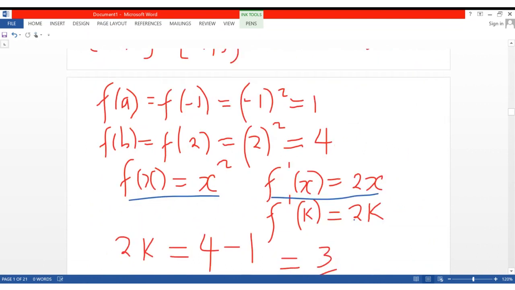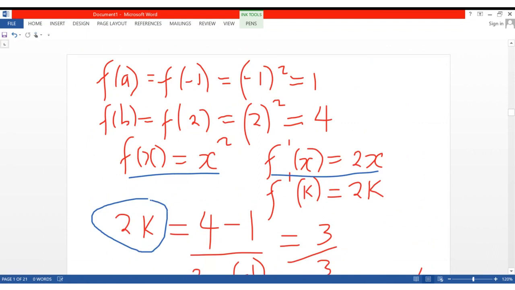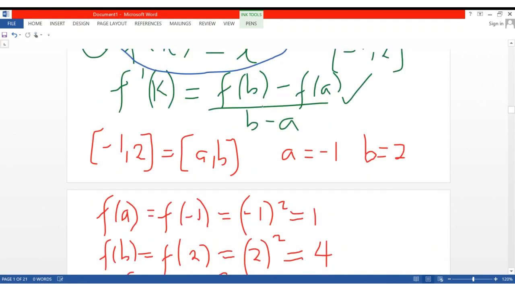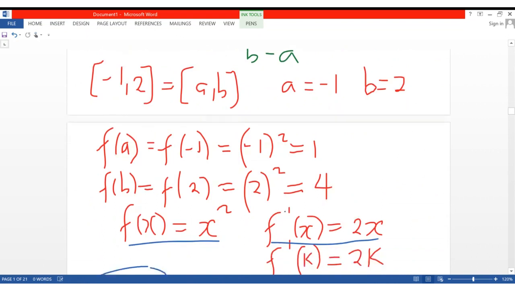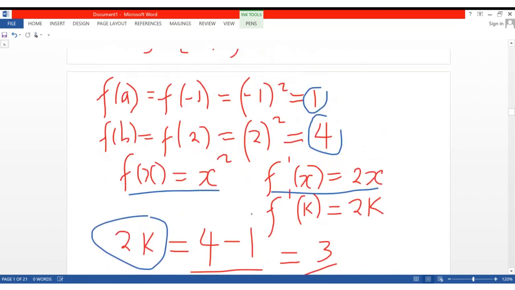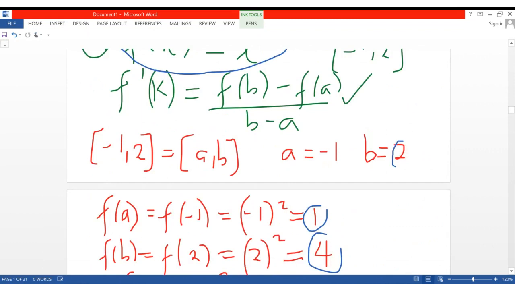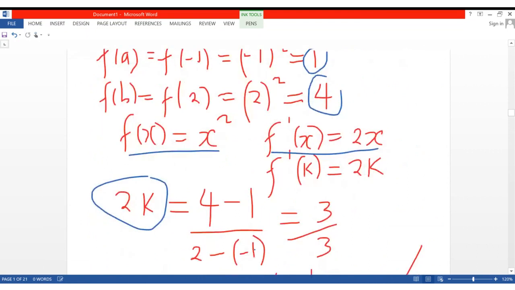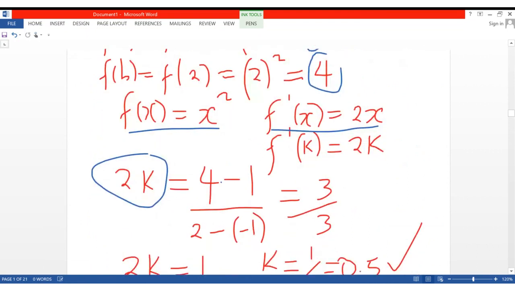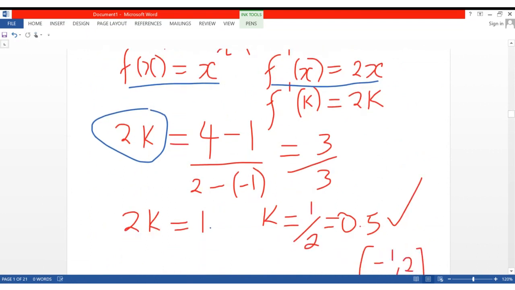The formula says I get f of b minus f of a. Our f of b is 4 and our f of a is 1. So I subtract 4 minus 1. Then our b is 2, then I subtract negative 1, so 2 minus negative 1. 4 minus 1 is 3, and 2 minus negative 1, you get 3. So I got 3 over 3, which is the same as 1. So 2k is the same as 1. Then you can put it in either a fraction or a decimal, so either half or 0.5.